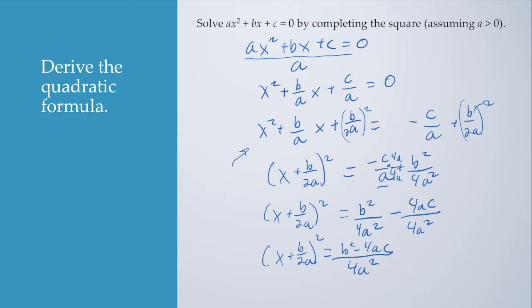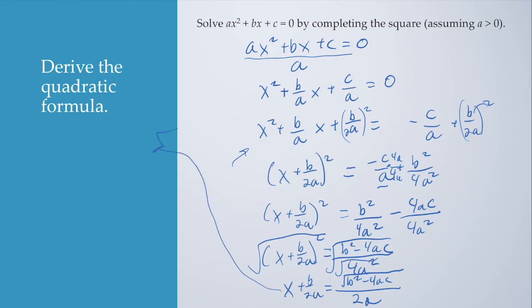And now I can solve this using the square root property. So I'm going to go ahead, never enough room, and take the square root of both sides. That gives me x plus b over 2a is the square root of b squared minus 4ac all over the square root of 4a squared, which is 2a. Okay, we're really, really close. Now I just need to move that x over.